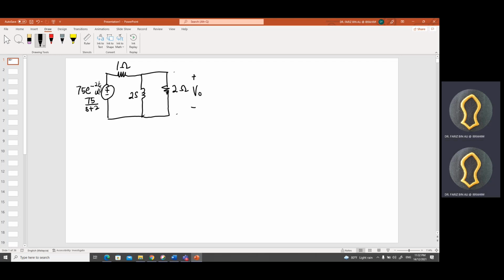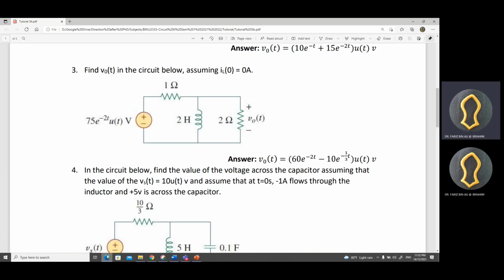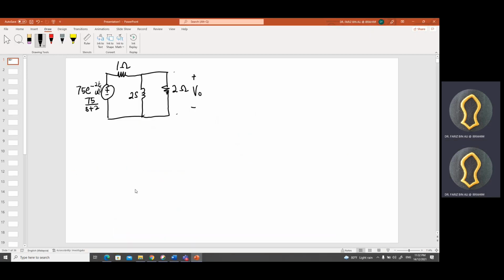The question does not mention any specific method to be used, but let's say I would like to use node analysis. Perhaps later on you can compare; if you use mesh analysis, the answer should be the same. Let's say I want to use node analysis. Remember that before we do any analysis using node analysis, you need to label all the nodes.